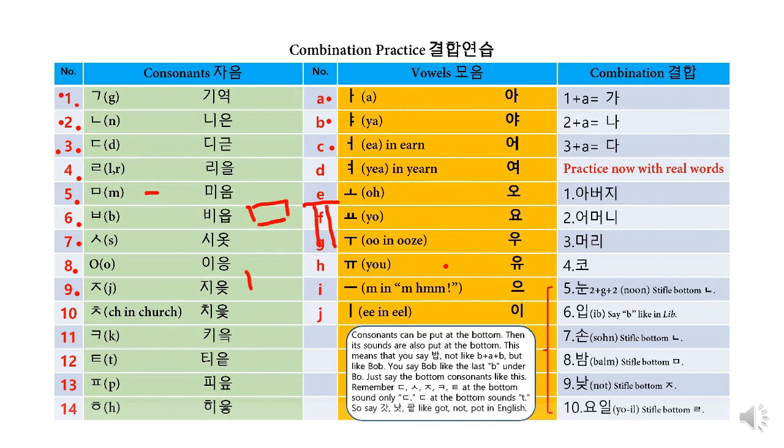So always miyum, and don't put this way. This vowel should go down that way. But this consonant goes this way. So any vowel with a horizontal line should go down. Any vowel with a vertical line will be put aside, will be put sideways like this. Okay?